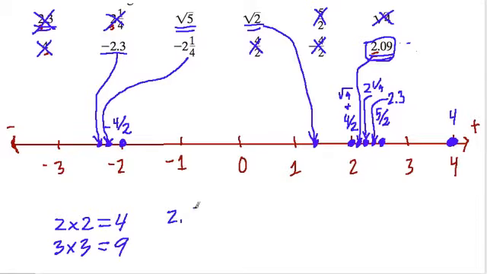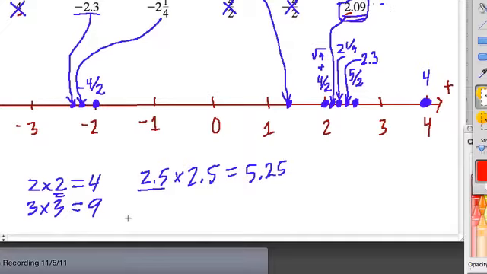Let's try 2.5 times 2.5. To speed up this process, you can use a calculator, or if you know, it's 6.25. So 2.5 is too large. Now that we know that 2.5 times 2.5 is too large, we know the square root of 5 has to be less than 2.5, but bigger than 2. But we're trying to place it precisely on the number line. And we need to know, is it bigger than 2.09? Is it bigger than 2 and a fourth? And is it less than 2.3?